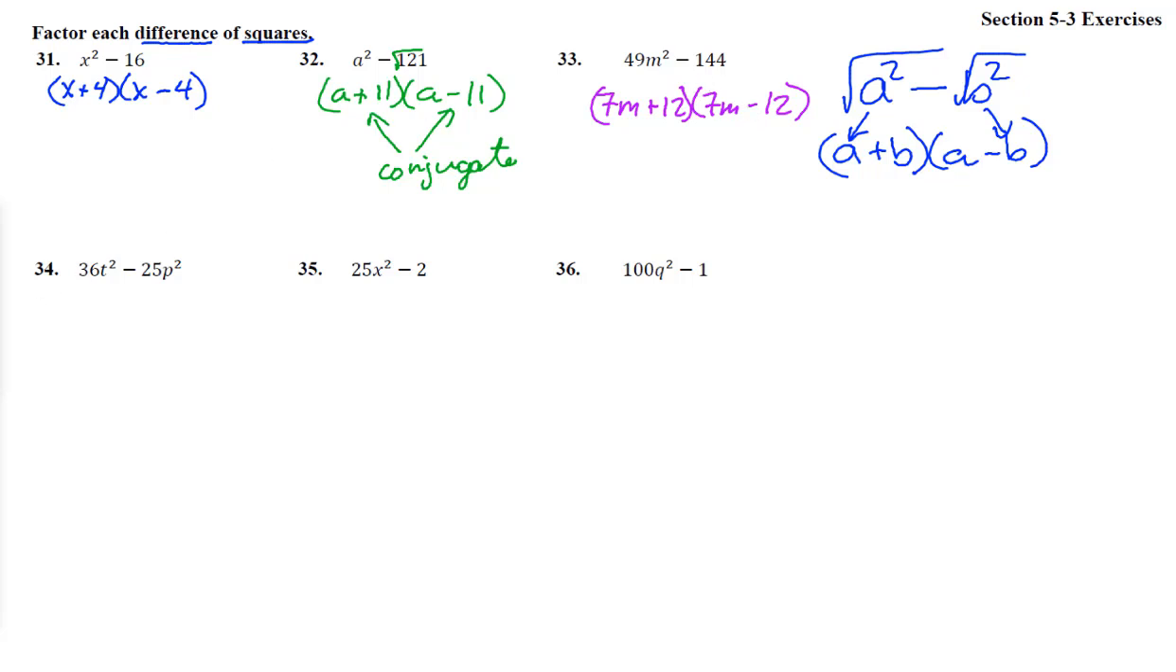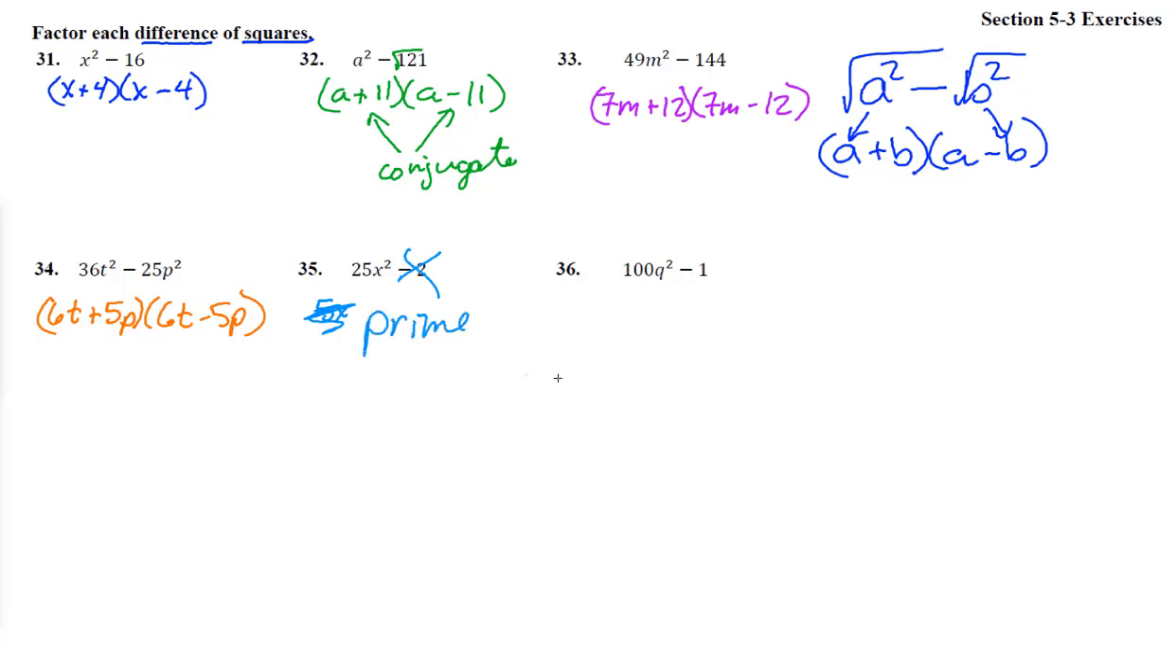Good. Number 34. The square root of this guy is 6t, so 6t. And that guy is 5p, so 6t plus 5p and 6t minus 5p. That's difference of squares. All right, number 35. The square root of this is, good, 5x. The square root of that is, no. No, that's not a perfect square.